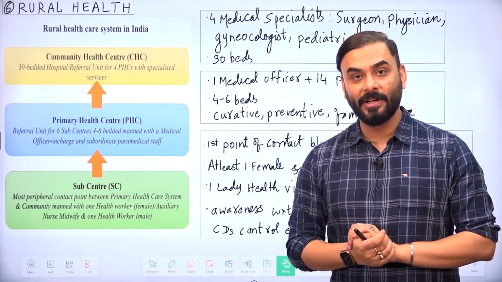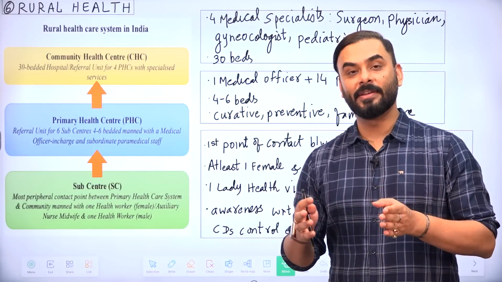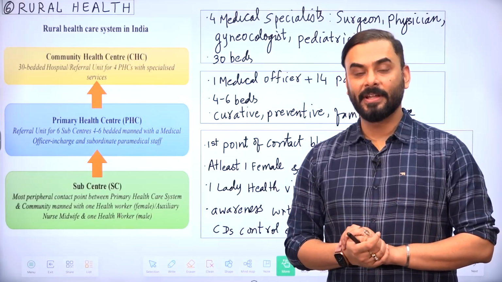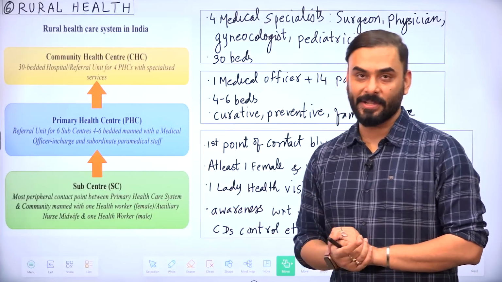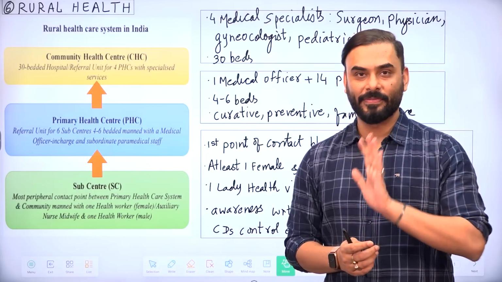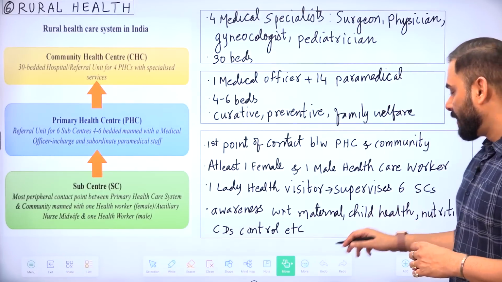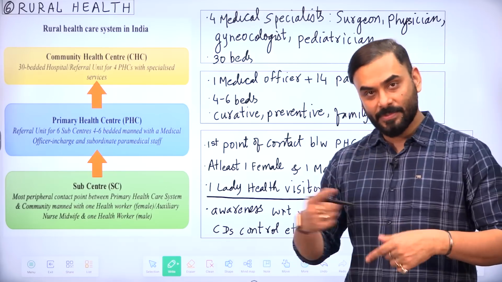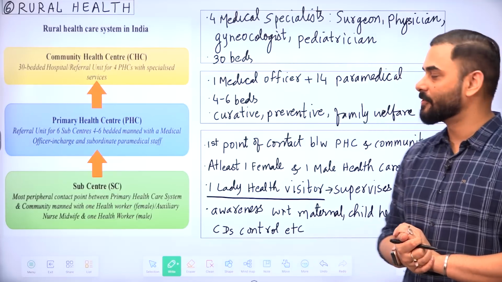So suppose the government of India has to give a message to the people about how to take care of women, children, pregnant women, and how to take care against communicable diseases, right? These are the basic things for which the government of India uses sub-centers. Now, every sub-center has one male and one female health officer. And for 4 to 6 sub-centers, generally 6, there is one lady health visitor who keeps visiting these sub-centers. So one lady health visitor takes care of 6 sub-centers.